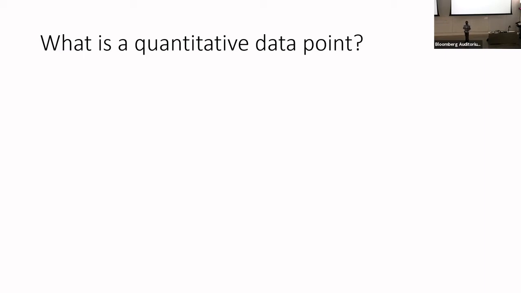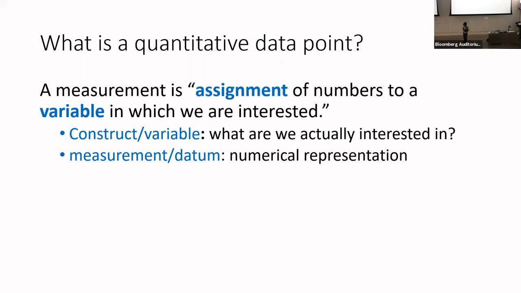Okay, so it's a measurable. A data point is a measurable fact, and you were saying that it's a measure that represents something. Yeah, I think both of those are on the right track. The definition I like, which comes from measurement theory, is that a measurement, or in this case a quantitative data point, is an assignment of numbers to a variable in which we're interested.